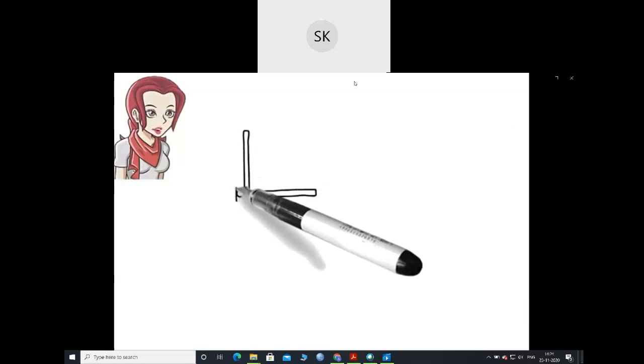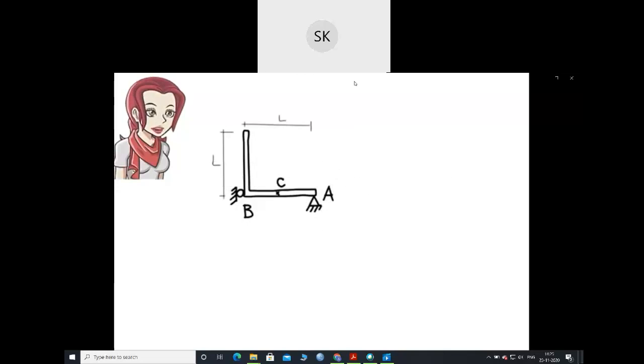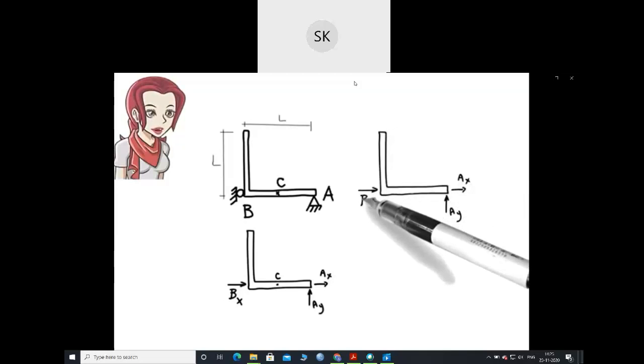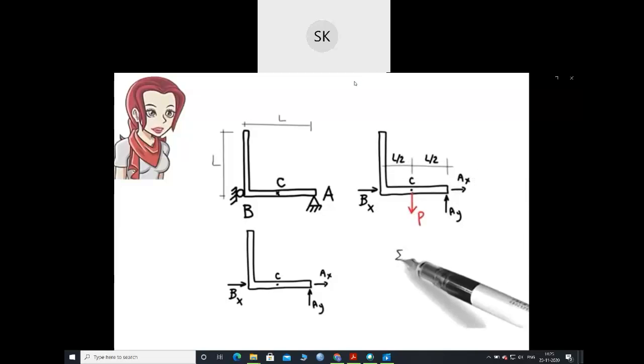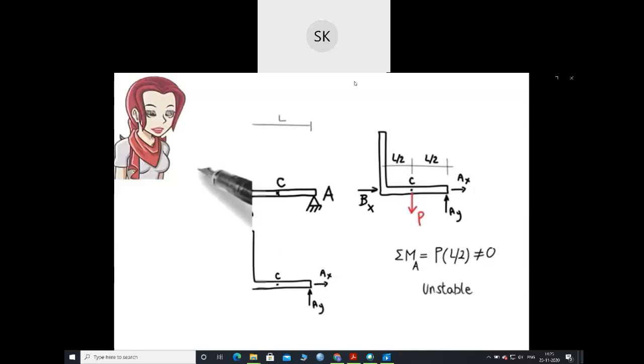Here's another example. The structure is supported by a pin at A and a roller at B. The free body diagram for the structure shows three reaction forces all passing through point A. If a non-zero vertical force P is placed at the midpoint of member AB, then the sum of the moments about point A becomes P times L over 2. Since neither P nor L is 0, then the sum is not 0. This means the structure is unstable.